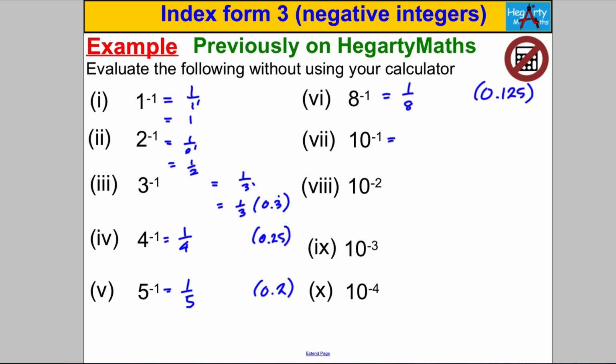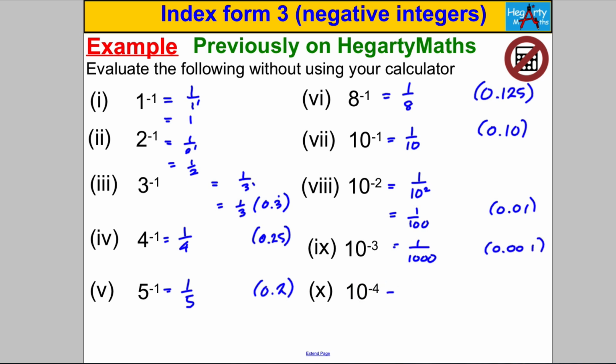10 to the negative 1 is 1 over 10, which we should know is 0.1 or 0.10. 10 to the negative 2 is 1 over 10 squared, which is 1 over 100, which if someone asks us a decimal is 100th, looks like that. And this here, you can spot the pattern. This is going to be 1 over 10 cubed, which is 1,000, and the decimal is 1,000th, like that. And this one here is going to be 1 over 10,000, 10 to the power of 4. So that's going to be 1/10,000th, like that.